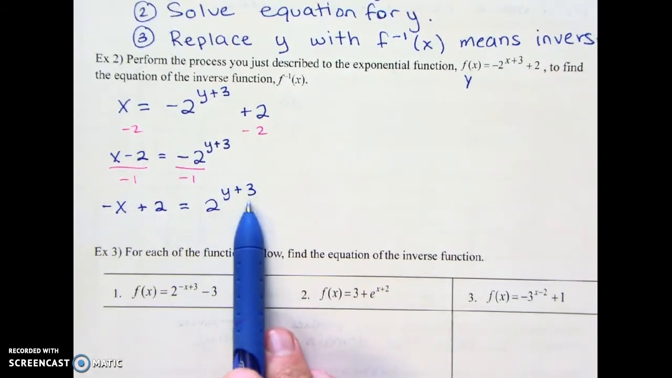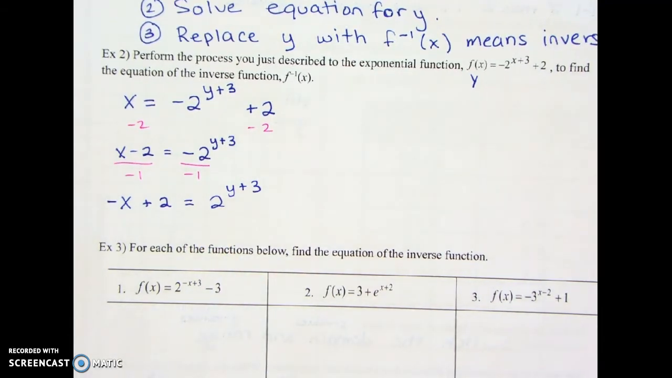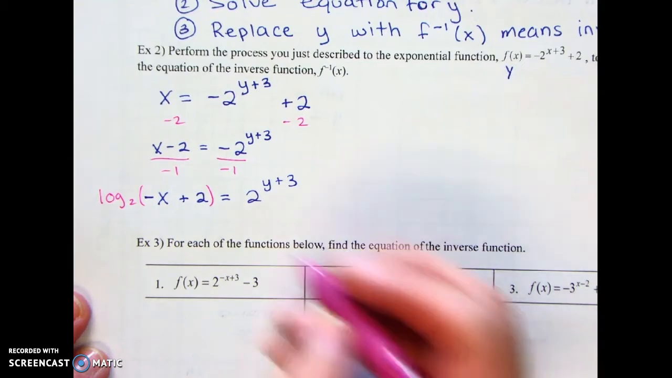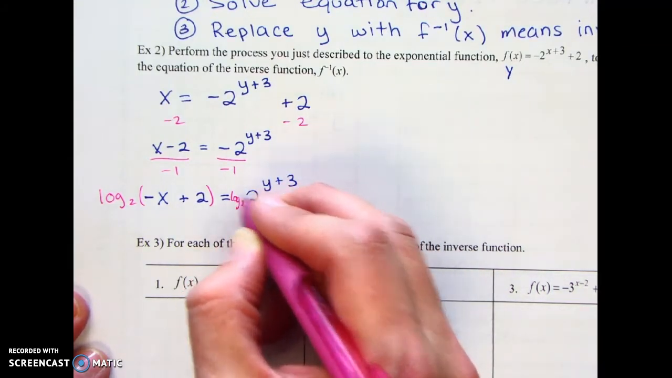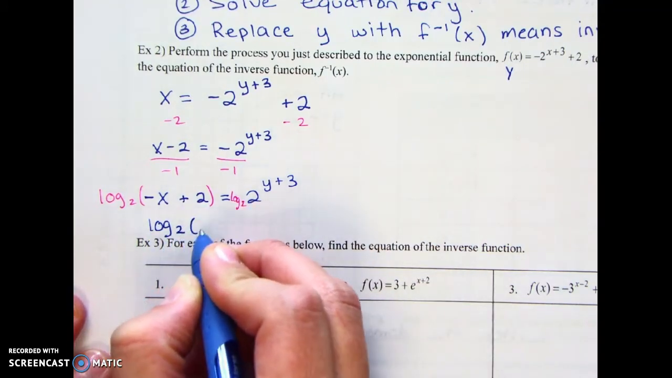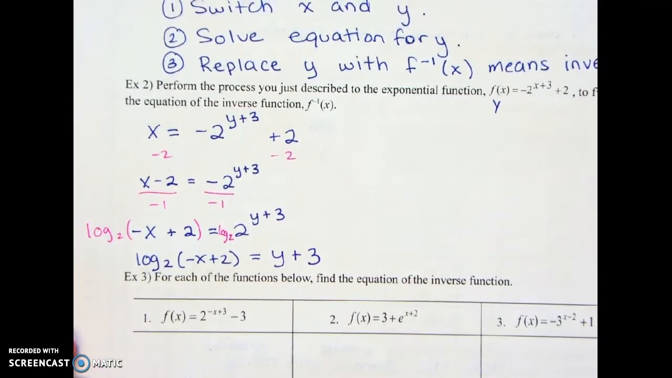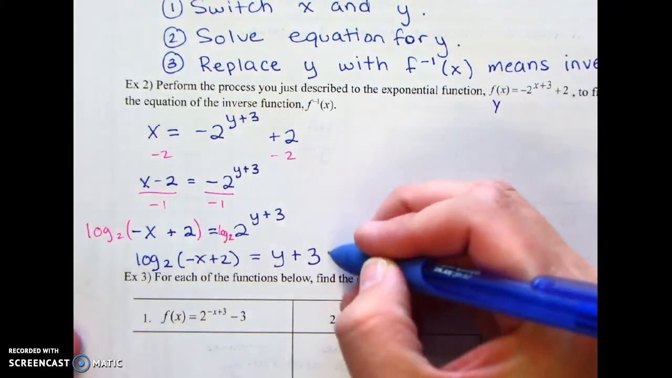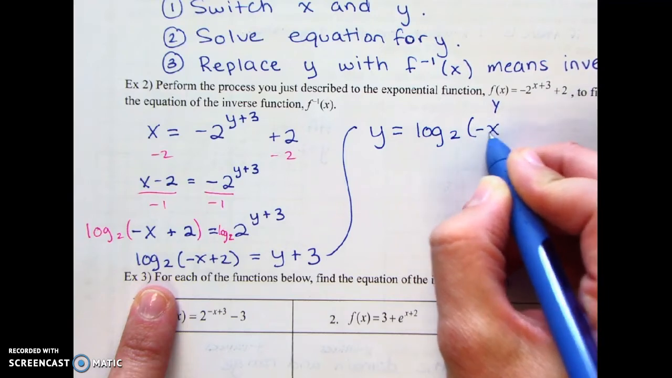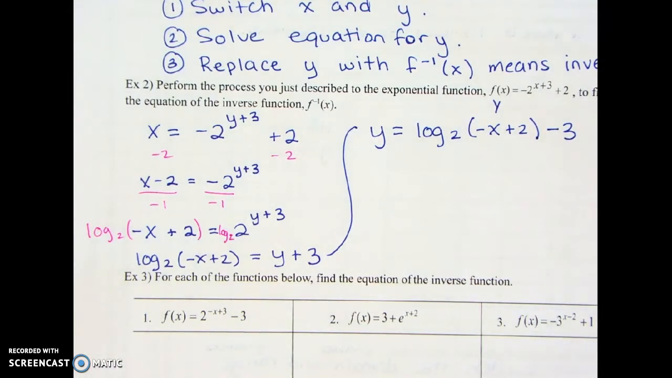You ready? How do we bring this y plus 3 downstairs if we have a base 2? We're going to take the log base 2 of both sides. So log base 2 of all of the right side, and then right here we'll take log base 2 of this. And that will cancel. So log base 2 of negative x plus 2 equals y plus 3. What's our goal? Do you remember? Solve for y. Okay, y equals log base 2 of negative x plus 2, and then we have a minus 3 on the end. Is y by itself?